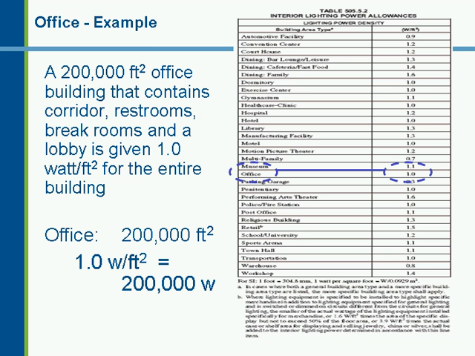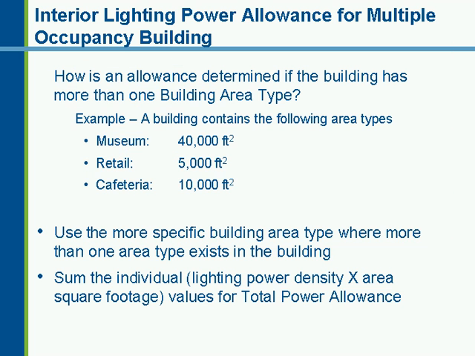Let's look at an example for an office building type. It's a 200,000 square foot office. Again, it contains corridors, restrooms, break rooms, etc. But it is an office building type, so it's given 1 watt per square foot for the entire building. So you multiply the 200,000 square feet times the 1 watt, and you get 200,000 watts for compliance for that particular project.